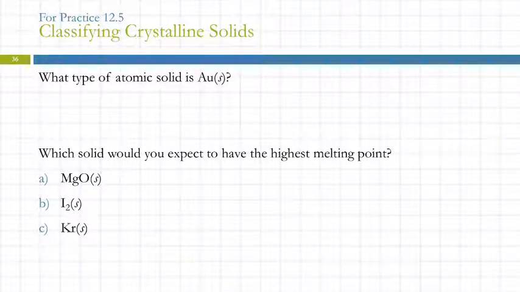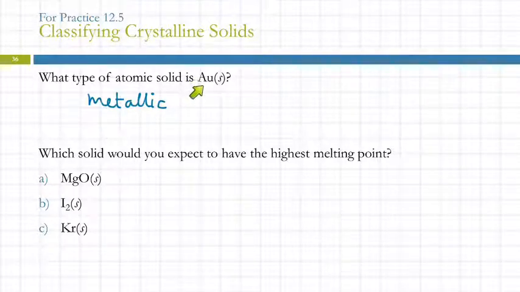I put questions like this on the exam, hoping that they're low-hanging fruit, right? And then people overthink them and mess it up. So if it didn't say atomic solid, you look at this and it's Au. That's not a molecule, right? Those aren't ions or anything. So it's an element. It's most likely going to be an atomic solid. It's a metal, so it's a metallic atomic solid.